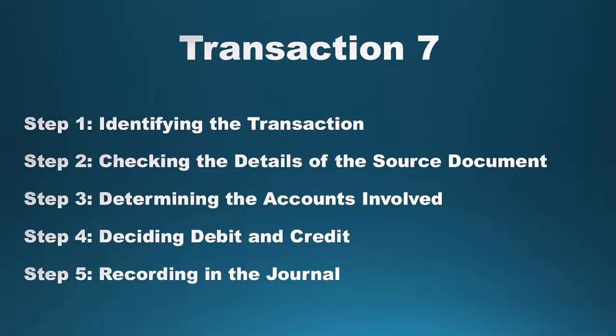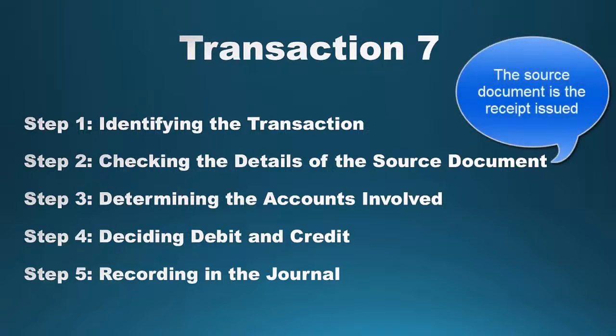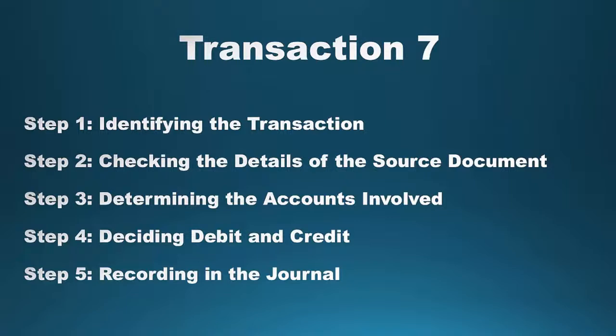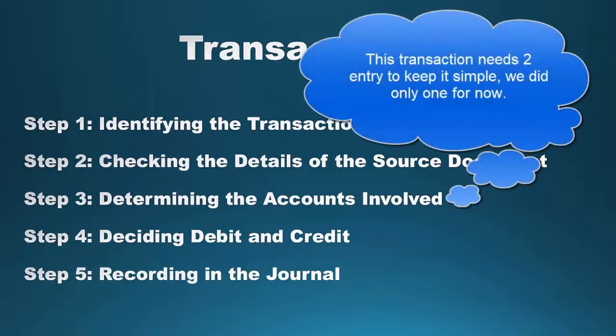Step 2. Checking the details of the source document. The source document for this transaction is the sales receipt issued to the customer. This document includes the date of the sale, the total amount paid, $1,200, a description of the goods sold, e.g. a bouquet or floral arrangements, and confirmation that the payment was made in cash. Always verify the sales receipt to ensure all details are accurate before recording the transaction.